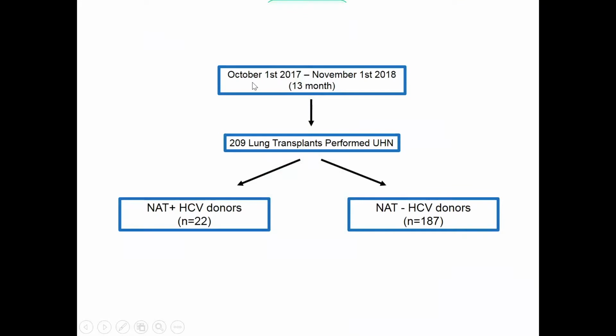And so you can see, over a 13-month period, from October 2017 to November 2018, we did 209 lung transplants total, of which 22 were Hep C NAT positive. So about 10% of our activity was NAT positive donors.